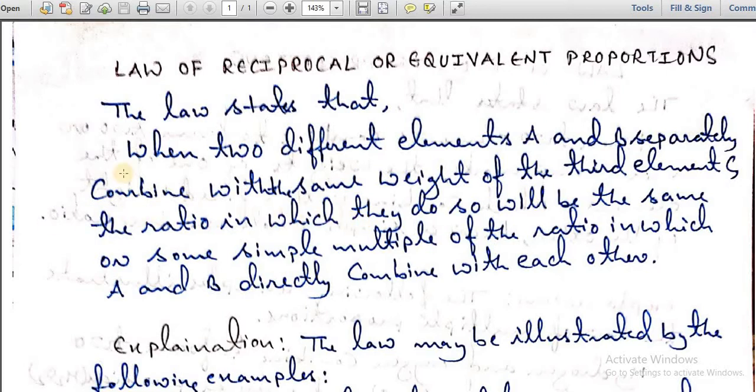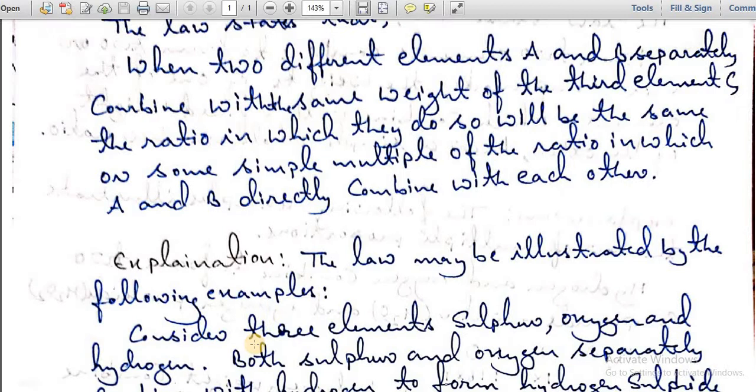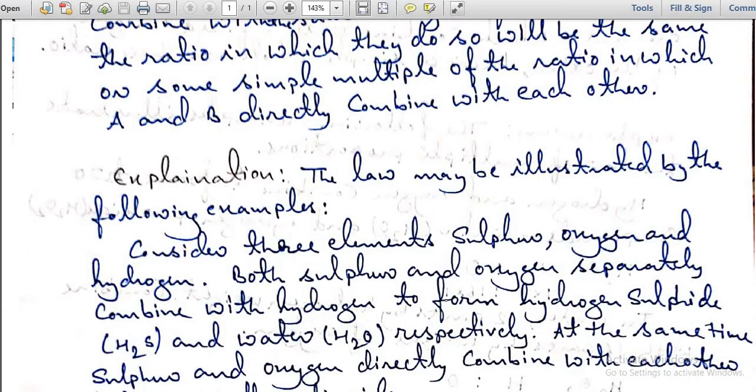The law states that when two different elements A and B separately combine with the same weight of a third element C, the ratio in which they do so will be the same or some simple multiple of the ratio in which A and B directly combine with each other. Again, to understand this statement, we will take an example. The law may be illustrated by the following example.